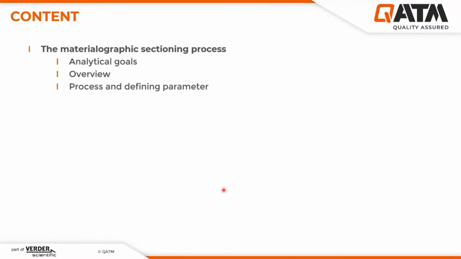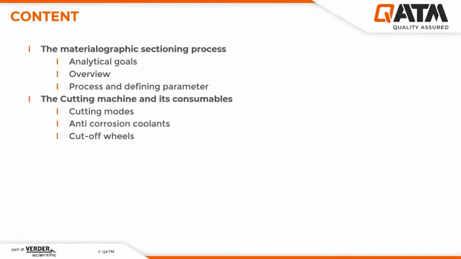At first, I would like to review the materialographic sectioning process. I will list some analytical goals for which this process is used. Then I will give an overview about differing sectioning techniques and then focus on wet abrasive cutting, the process itself, and defining parameters. We will then continue to the variety of cutting machines and the usable consumables.